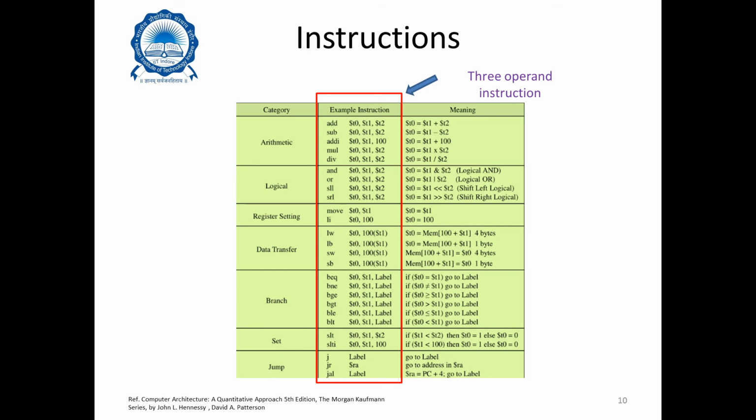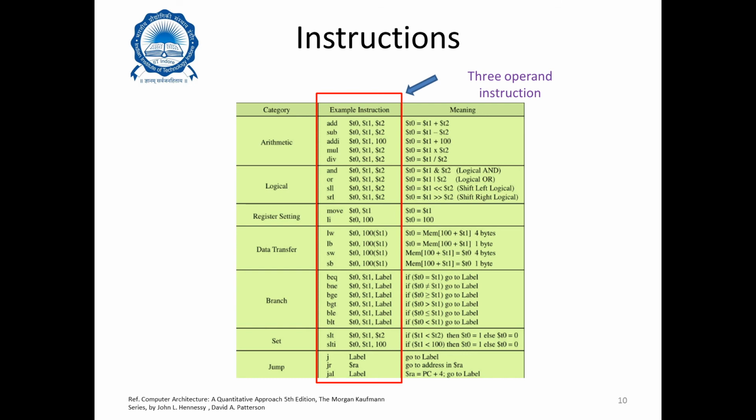Okay, now let me give you a more exhaustive list of instructions that we use very often in MIPS. These are all 3 operand instructions, as you can see. The first is category number 1, which is arithmetic type. In the arithmetic type we have add $T0, $T1, $T2, which means we are adding $T1 with $T2 and storing into $T0. Sub is making a difference between $T1 content and $T2 content and storing into $T0.